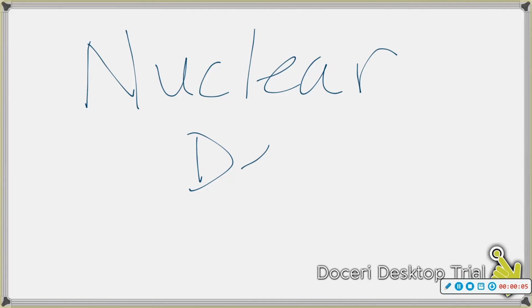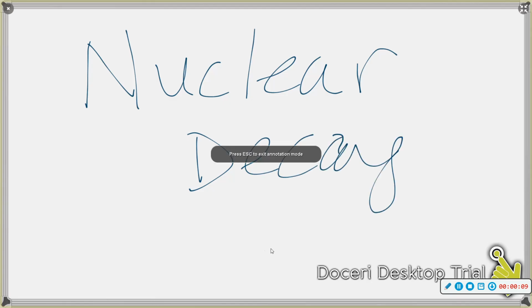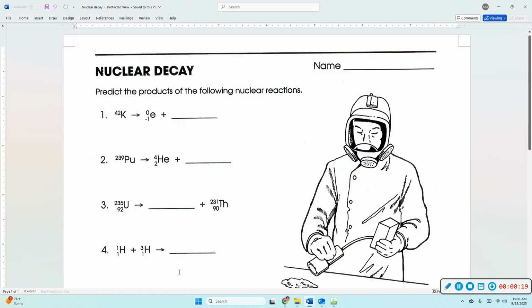Alright, ladies and gentlemen, this is a nuclear decay lesson. Nuclear decay is when the nucleus of the atom breaks down over time. It will emit different particles, and we mentioned a couple of particles already.